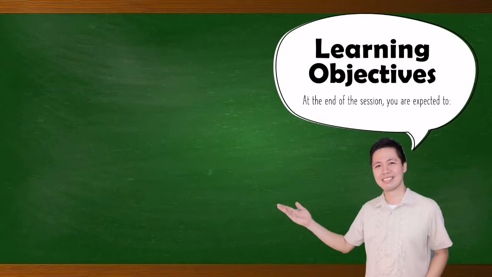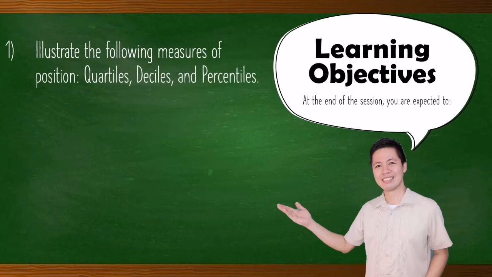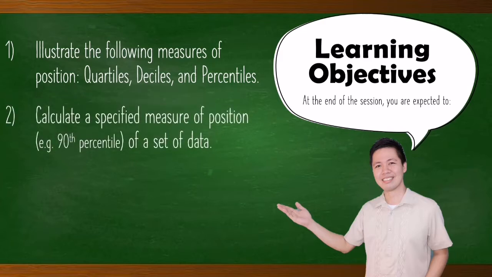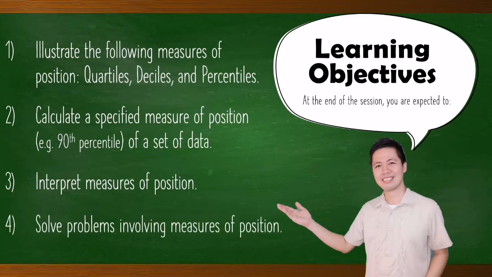At the end of the session, you are expected to illustrate the following measures of position: quartiles, deciles, and percentiles. Calculate a specified measure of position, like the 90th percentile of a set of data. Interpret measures of position and solve problems involving measures of position.